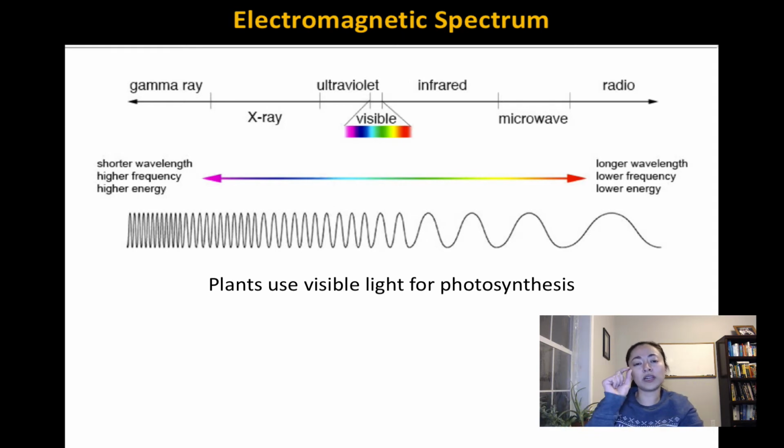Light itself is made up of a particle called a photon, and that photon travels through the air as a wave. What makes these different types of energy different is the amount of energy that's present. So some, like gamma rays, for example, are high energy, whereas radio waves are very low energy. Visible light kind of falls in the middle, and this is what plants use for photosynthesis.